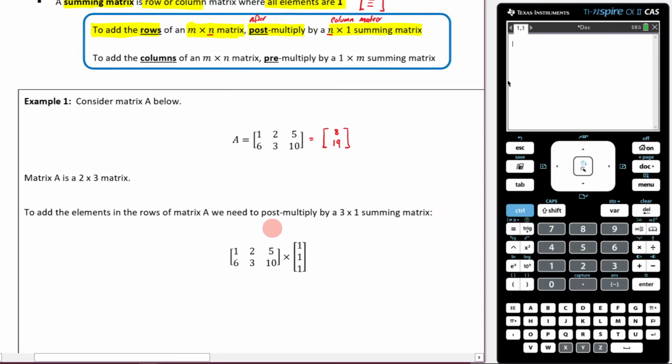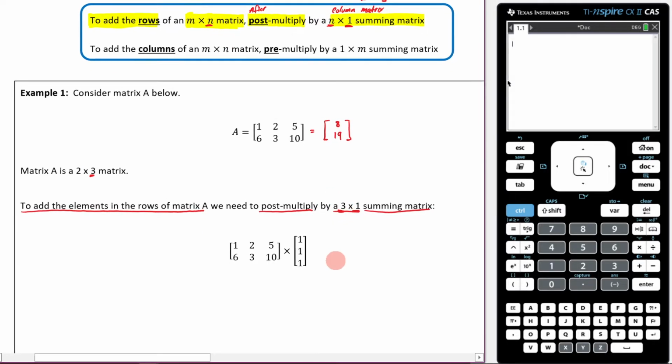This is definitely a lesson where you have to watch for a bit in order for it all to make sense. So it says, consider matrix A below. Here is matrix A. Matrix A is a 2 by 3 matrix. It is 2 rows, 3 columns. To add the elements in the rows of matrix A, we need to post multiply by a 3 by 1 summing matrix. Notice we've got a 1 here because that's what our rule tells us. And then n is the same as that n, so it's 3 because we've got a 3 there. So let's see how this works.